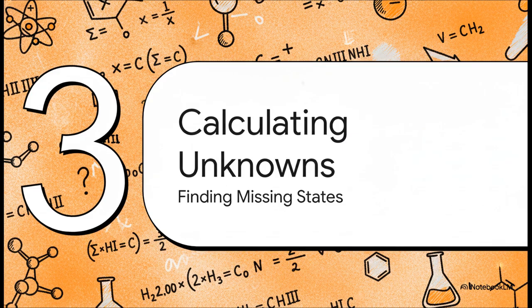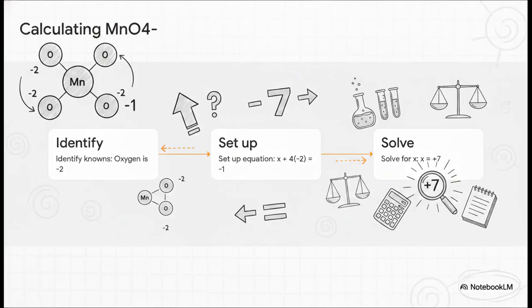Section 3. Calculating the unknowns. Let's try a classic exam example, the permanganate ion, MnO4-. We need to find manganese. Step 1. Identify the knowns. We know oxygen is -2. Step 2. Set up the math. In an ion, everything adds up to the overall charge, which is -1. So, manganese is X, plus 4 oxygens at -2 equals -1. Step 3. Solve it. X minus 8 equals -1, meaning X is +7. Boom! Manganese has an oxidation state of +7. You just follow the algebra.